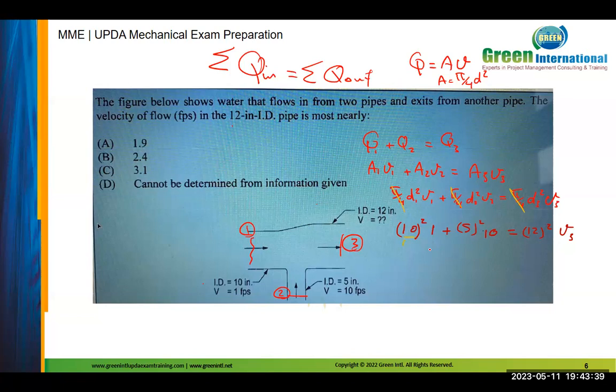So continue now with the units balanced. This is 10 squared, which is 100, plus 5 squared, 25, multiplied by 10 gives 250, equals 12 squared, 144, V3. So we find V3 is finally equal to 350 divided by 144, which is equal to 2.4. Any question here?